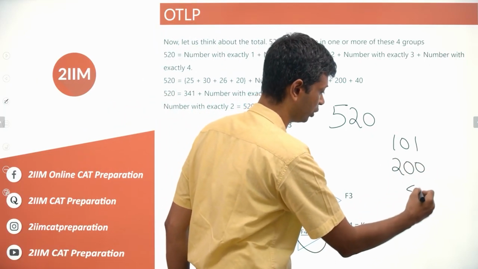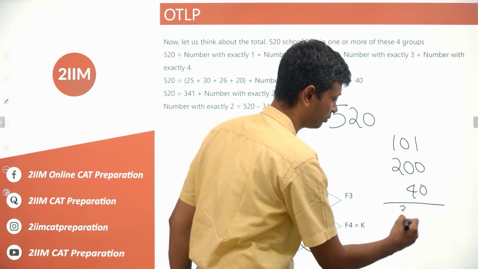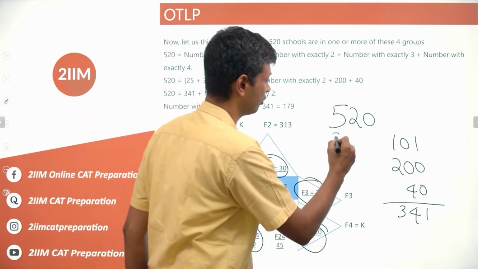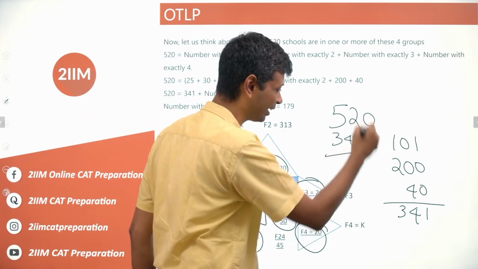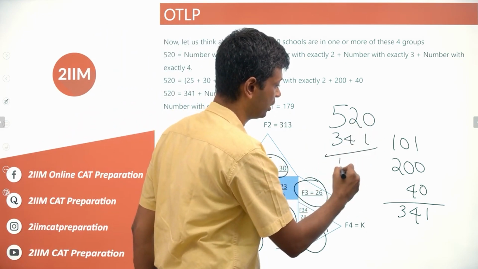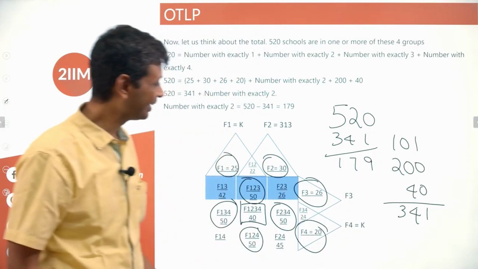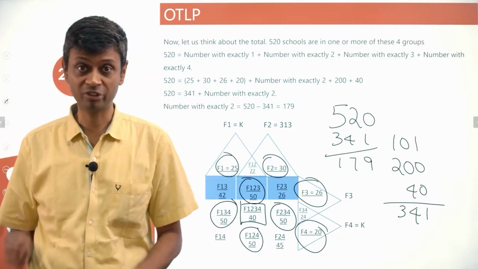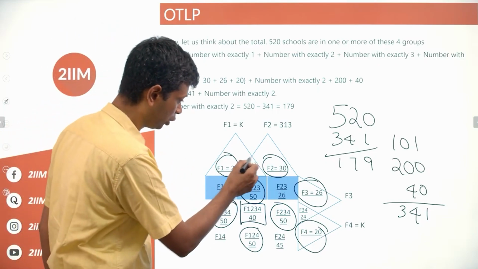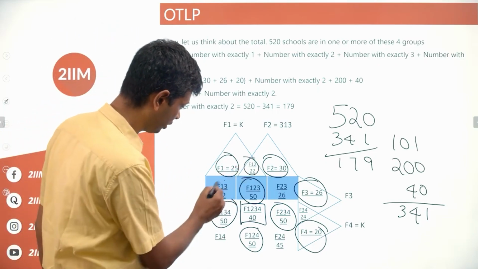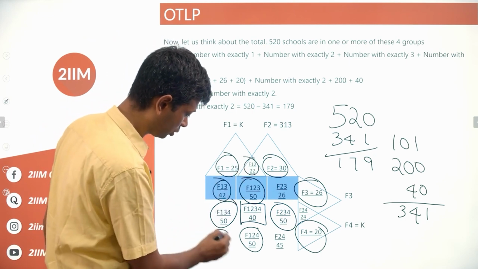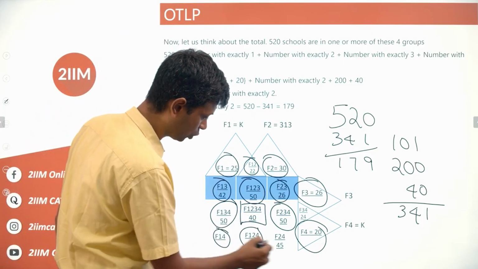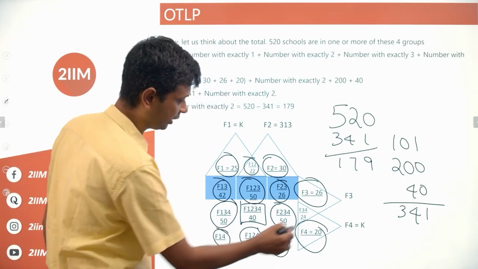All 4 together is 40. So add all of this, we get 341. And so from 520, we subtract this 341, we'll get the remaining, 179. That is exactly 2 of this: 1 and 3 only, or 1 and 4 only, etc. There are 6 different terms there. 1 and 2, 1 and 3, 1 and 4, and then 2 and 3, 2 and 4, finally 3 and 4.